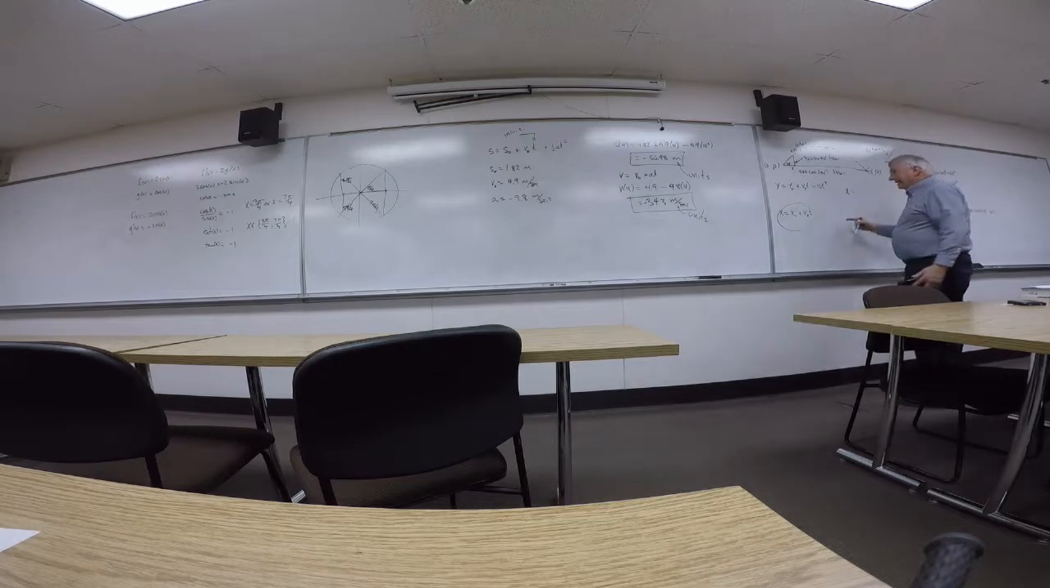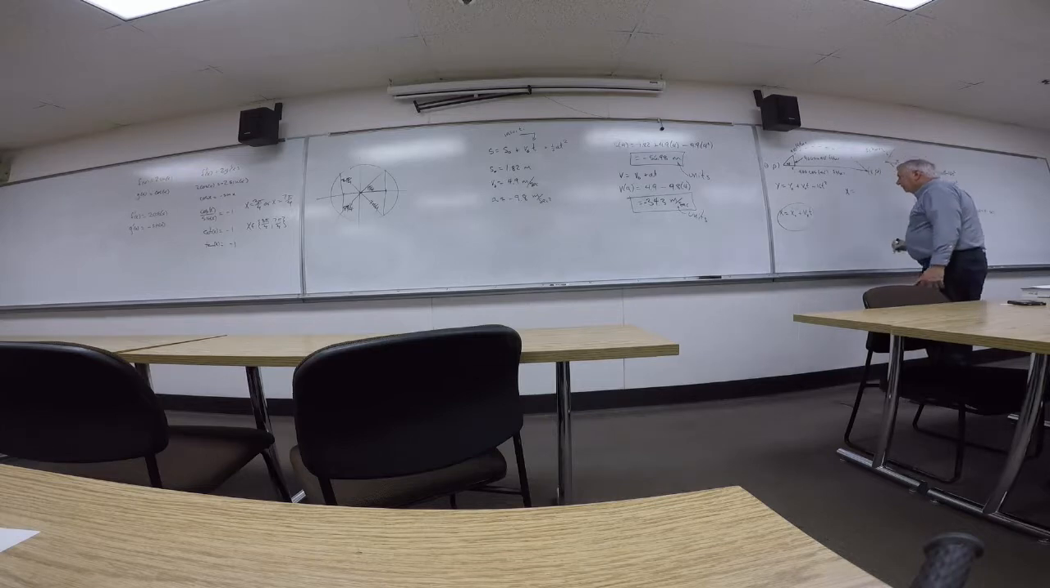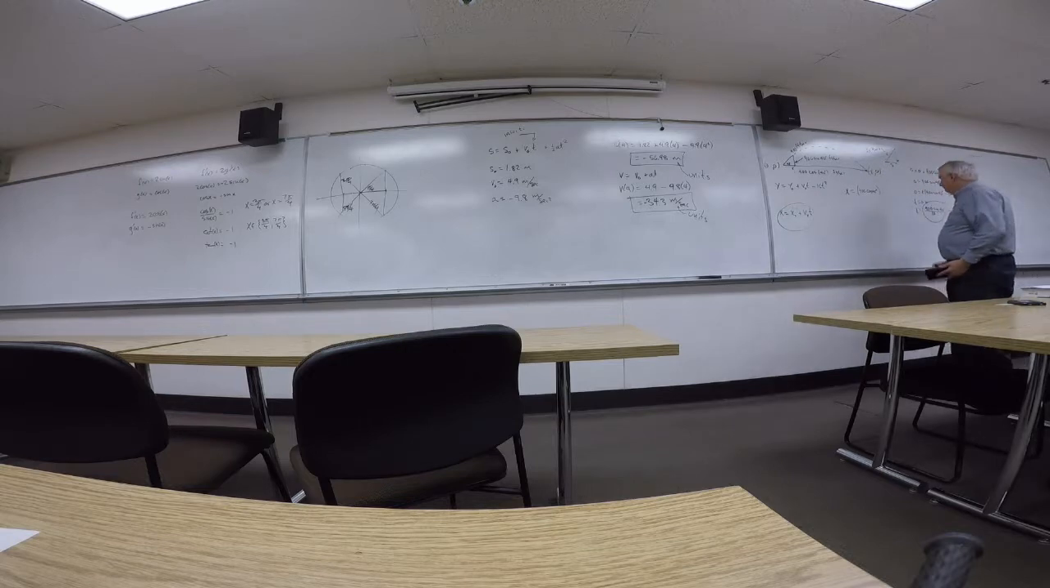X is equal to x naught plus v sub x, which is 900 times the cosine of 40 degrees, times time, which is 900 sine 40 degrees over 16.